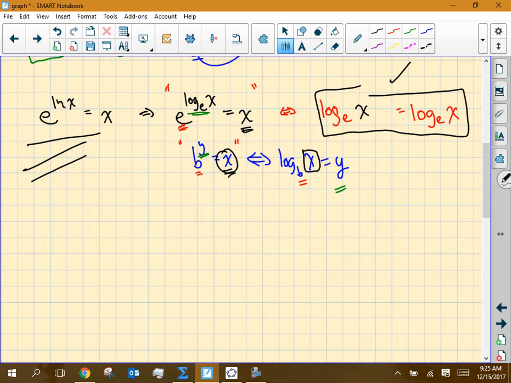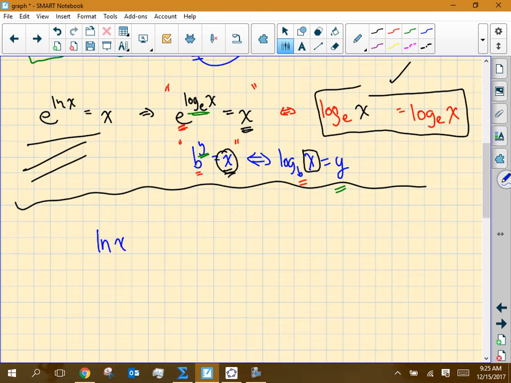Let's say that, and we'll spend more time on this next week, but I just want to give you a little bit of insight on where this stuff is predominantly used. If I have ln of x is equal to 4, and I want to know what x is, the way I do that is I'm going to take this side, and I'm going to use e as a base.